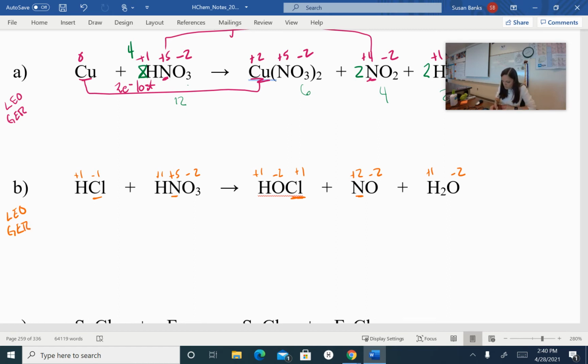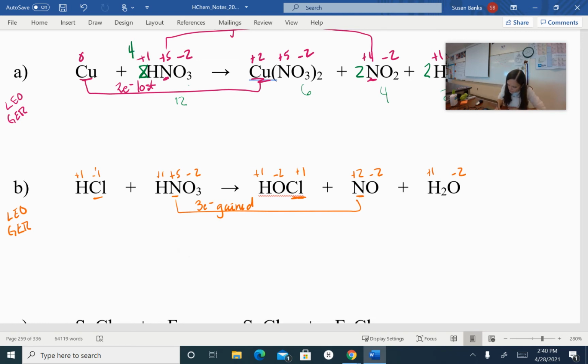How many are coming and going? So remember, LEO goes GER. Okay, so nitrogen is going from a 5 to a 2. How do I do that with electrons? I have to gain 3 electrons, right? So 3 electrons are gained. So nitrogen is reduced here. And chlorine goes from a -1 to a +1. So 2 electrons are lost. So chlorine is oxidized here.